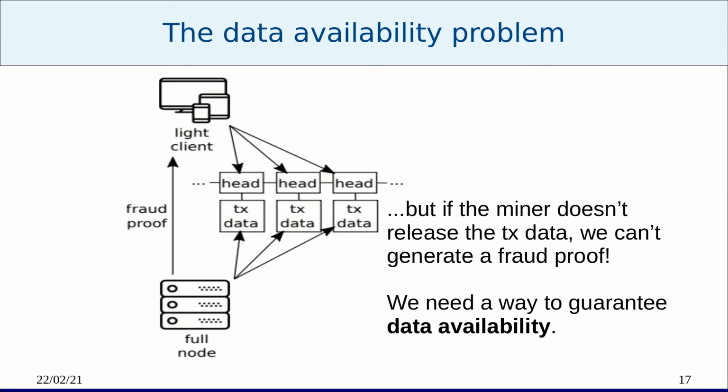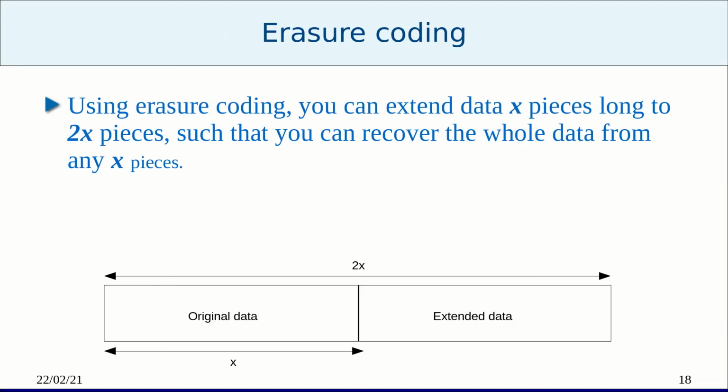What we ideally need is a way for light clients to guarantee or check that when they download a block header, the data behind that block header has actually been published to the network by the miner and is available to those full nodes that can generate fraud proofs. And that's the purpose of data availability proofs. Data availability proofs rely on a primitive called erasure coding.